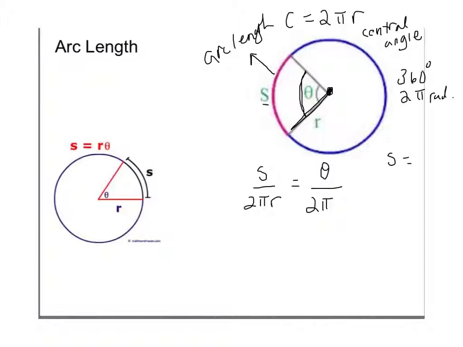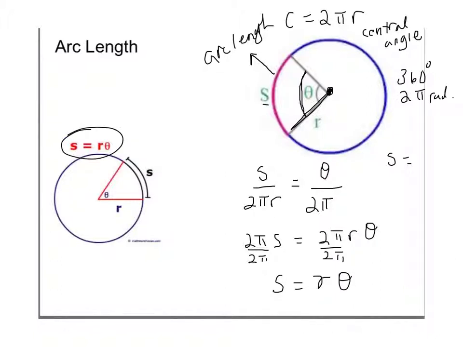Sorry about that. Alright, so now to solve for S, multiplying both sides by 2 pi r, gets me 2 pi r theta. Solving for S, I'm going to divide both sides by 2 pi, and I end up with S equals r theta, which is what I have here. Remembering that r is the radius of the circle, and S is the arc length.